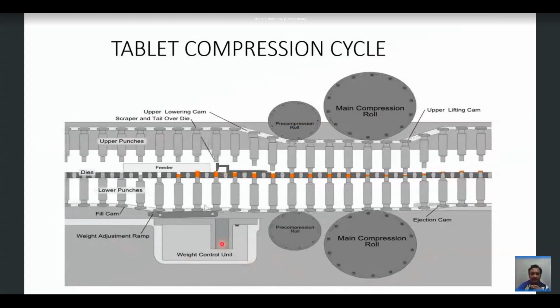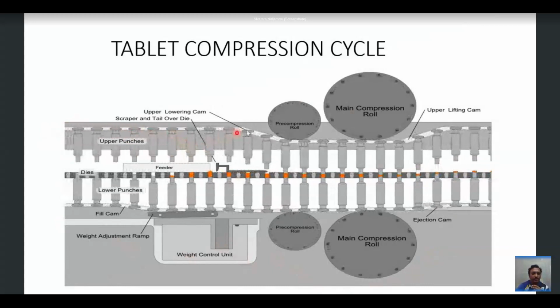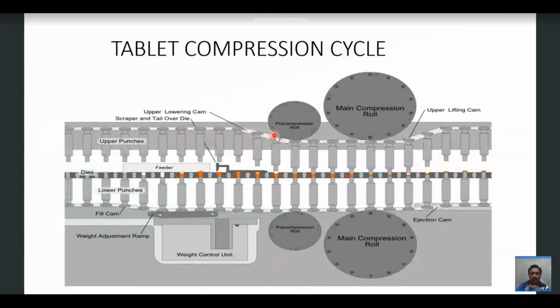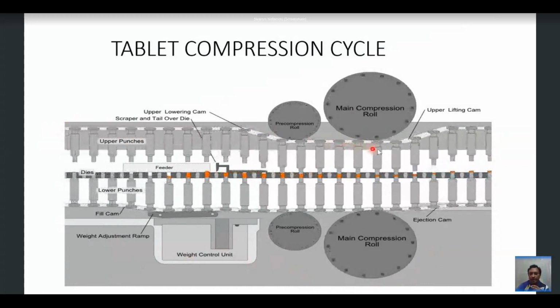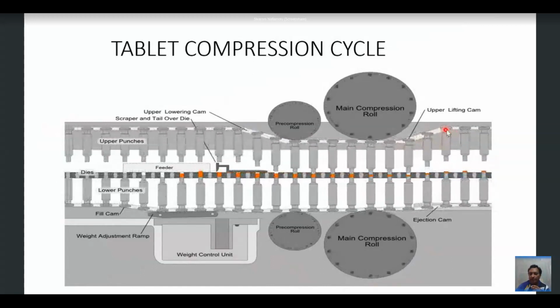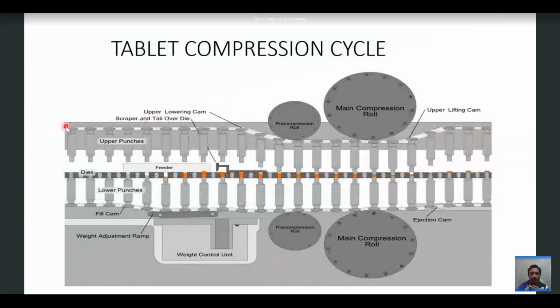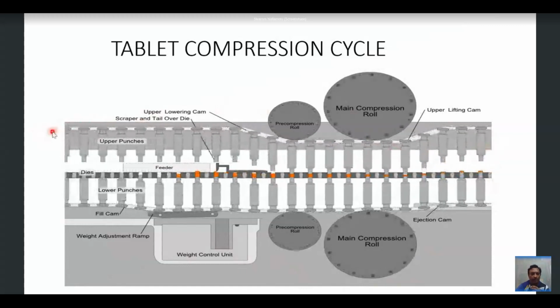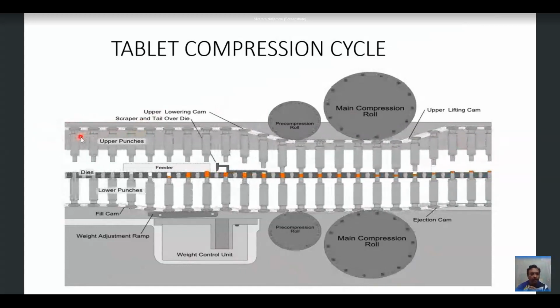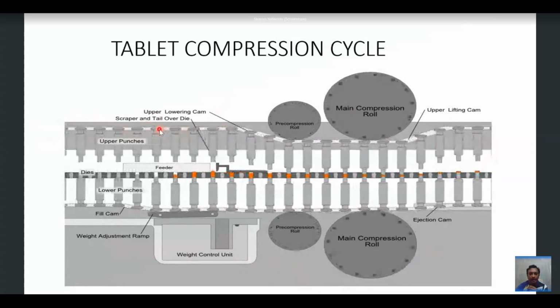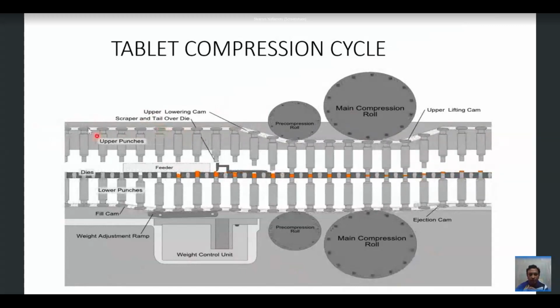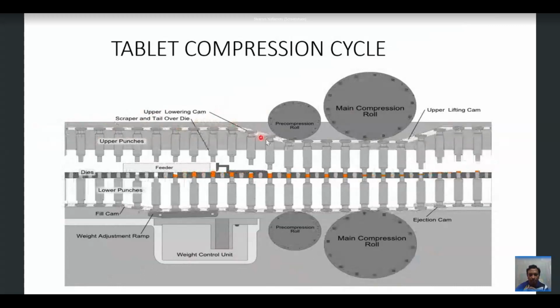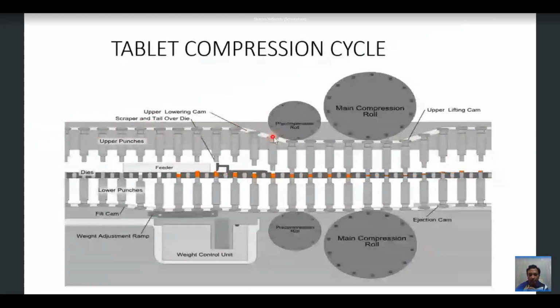Can you see here, the upper punches are slowly guided by the upper cam track. The white colored lane track is called the upper cam track. The upper punches are guided by the upper cam track, which is nothing but the white colored track. So the punches are moving horizontally, coming down below the pre-roller, and again moving under the main compression roller, and they are lifted up and again moving back to the original cycle.